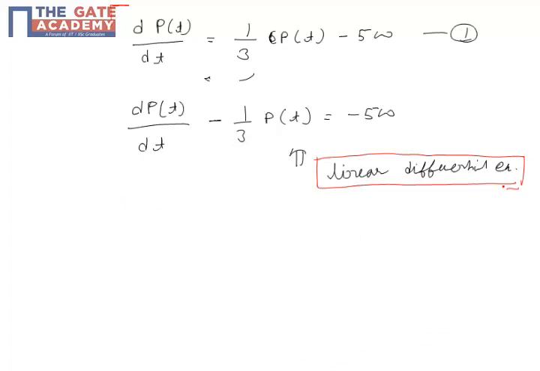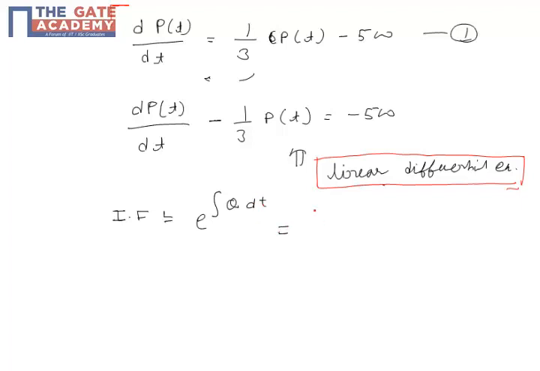First, he is asking the time at which the population becomes zero. So to solve the linear differential equation, how can I solve it? First, I find the IF, the integrating factor. What is the integrating factor? It is e raised to the integral of Q dt.